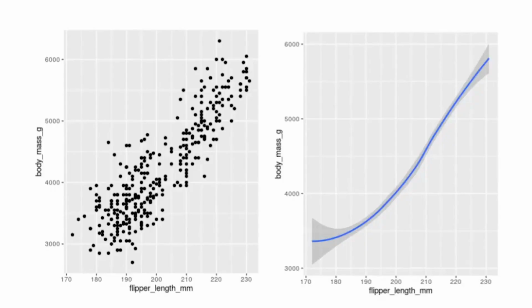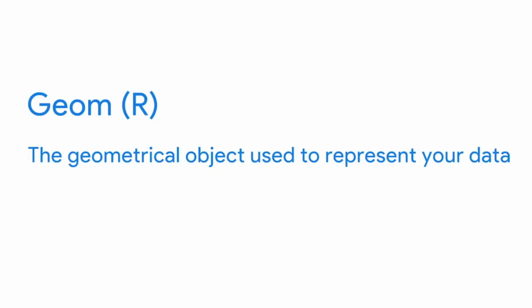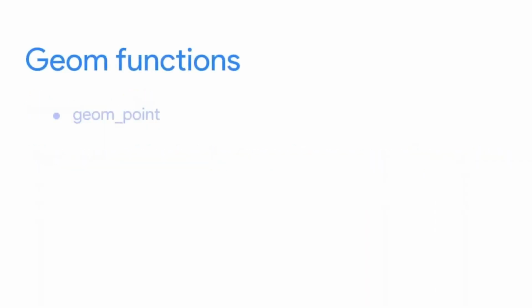Let's start with two visualizations. Both visuals contain the same x variable and the same y variable. Both use the same data, but each plot uses a different visual object to represent the data. One uses points, the other uses a smooth line. In other words, they use different geoms. In ggplot2, a geom is the geometrical object used to represent your data. Geoms include points, bars, lines, and more.